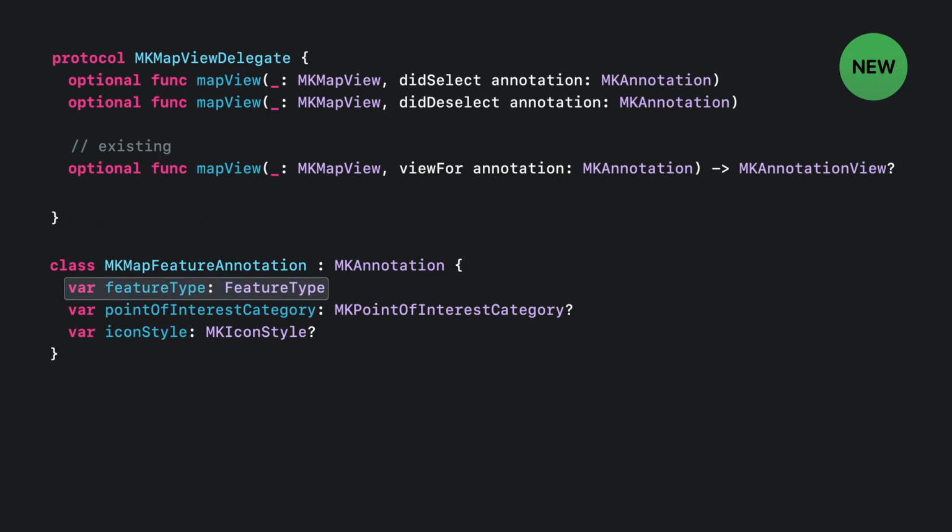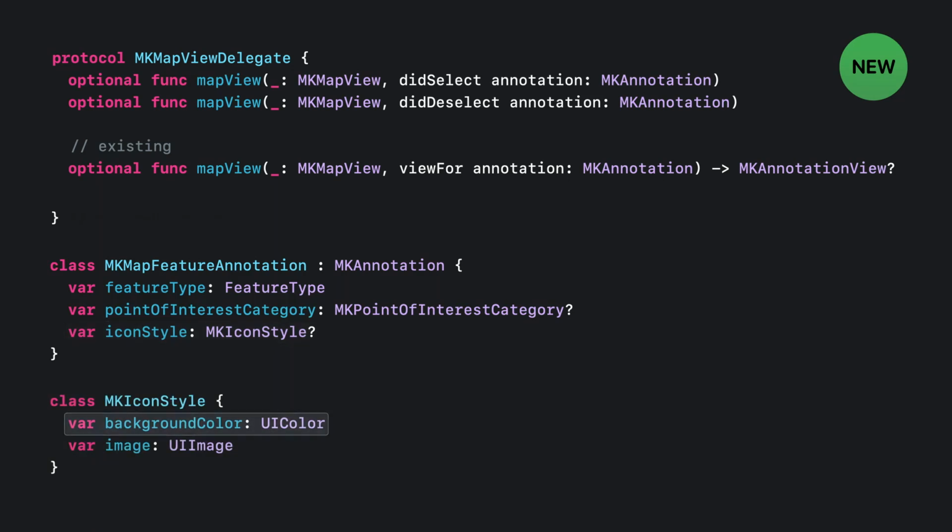You can inspect the feature type property to determine whether the map feature is a point of interest, a territory, or a physical feature. If the map feature is a point of interest, the point of interest category property will let you know what its category is, and the icon style property will let you obtain additional information about the icon, such as its background color and the icon image itself.